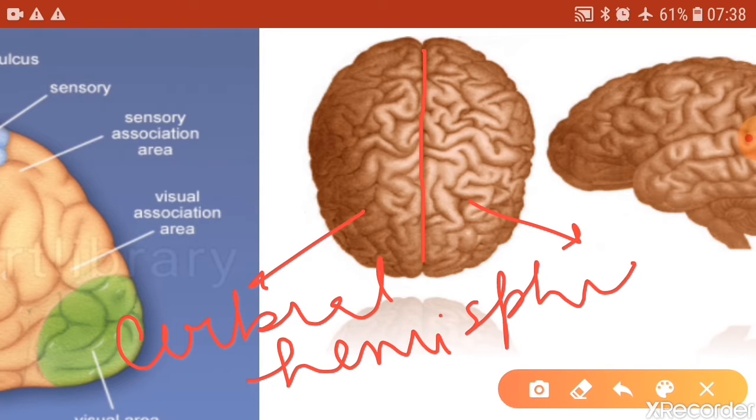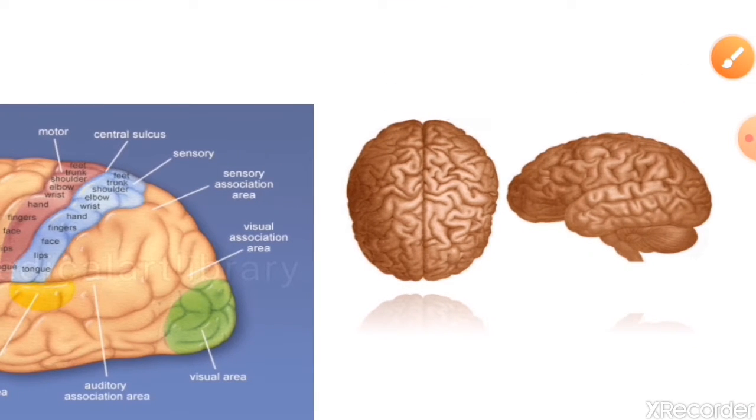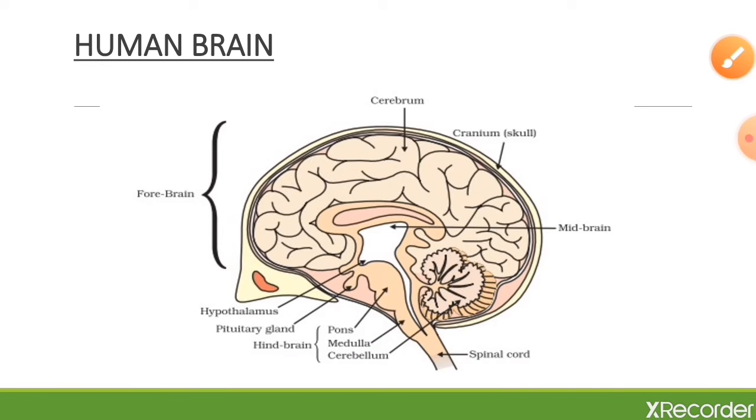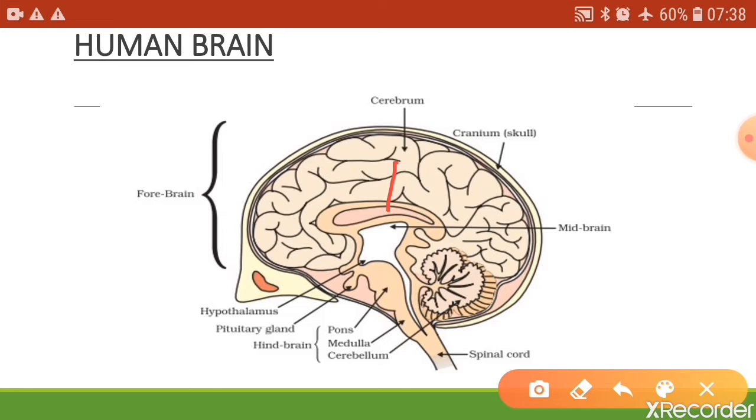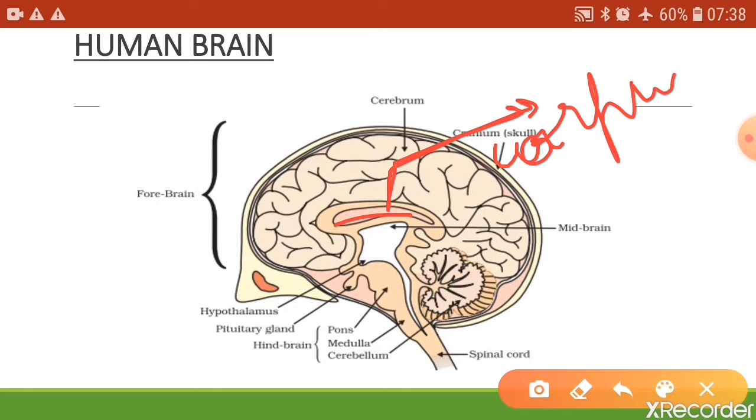So you've got the right and the left cerebral hemisphere, and these two cerebral hemispheres are held together by means of a thick band of nerve fiber, which is called the corpus callosum. This thick band of nerve fiber that you see holds the two cerebral hemispheres, and it is called the corpus callosum.